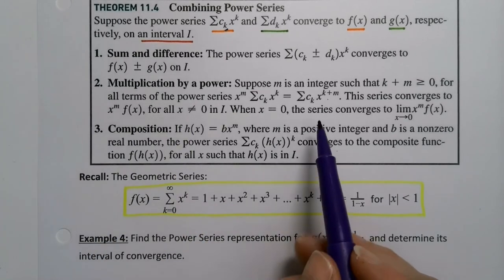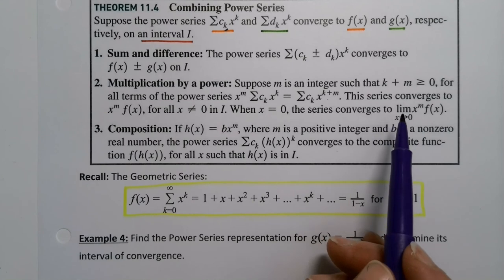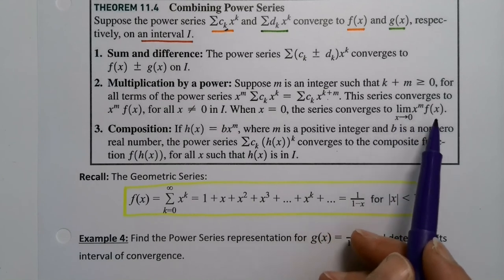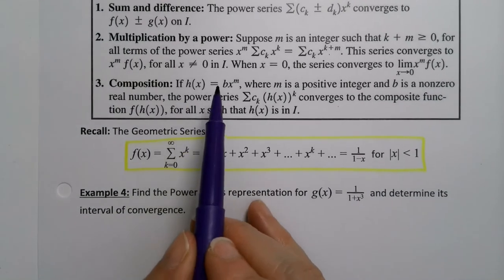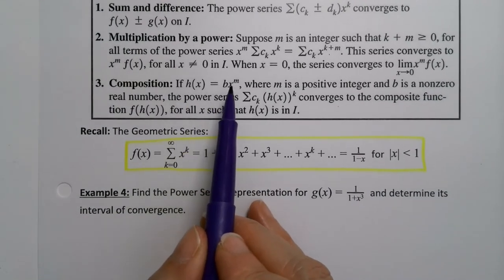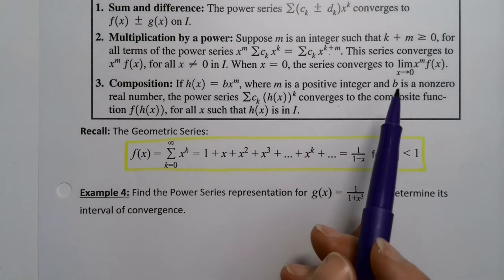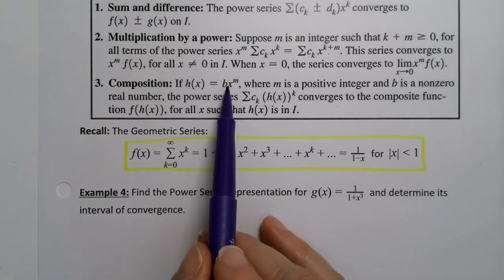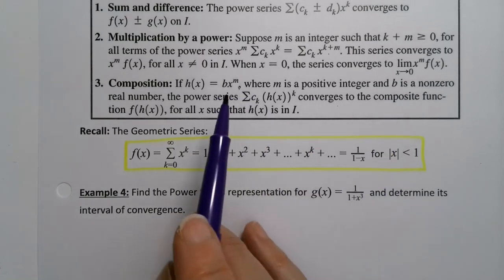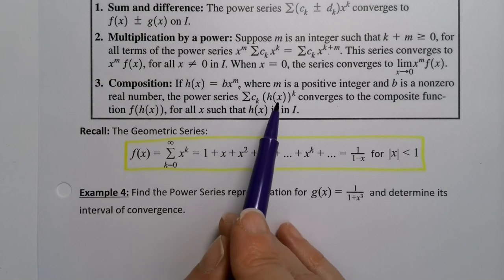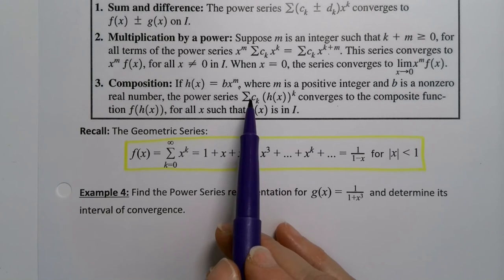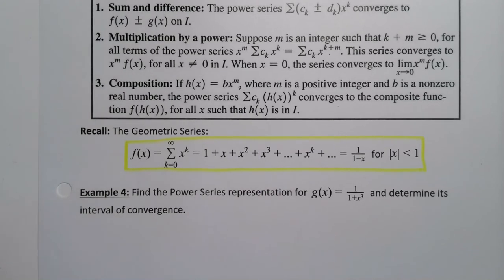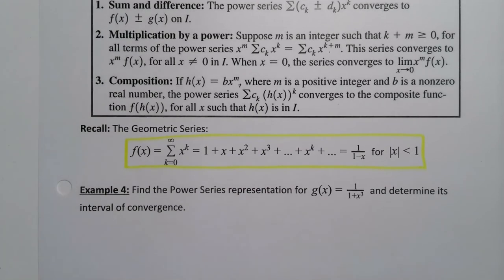When x equals 0, the series always converges to whatever the limit was of x to the m times f of x. And then we can compose. We can take a power series where m is a positive integer, we take a function b x to the m, where m is a positive integer power, and then we have a power series c sub k times h of x to the k, and we can put that function inside that power series and make a new function. Fascinating, huh? So this is going to be some work.